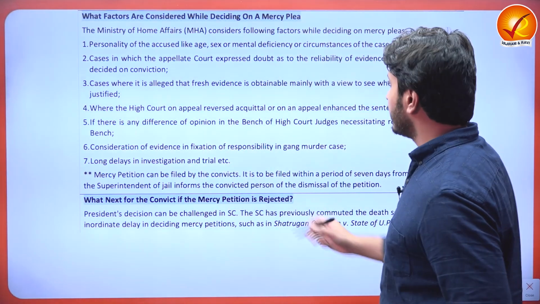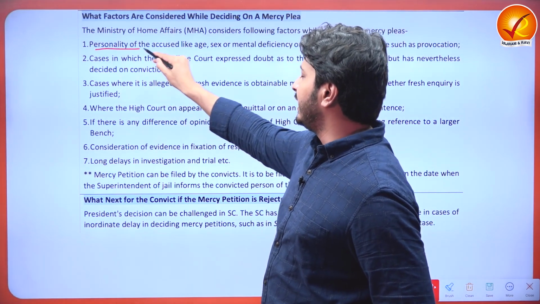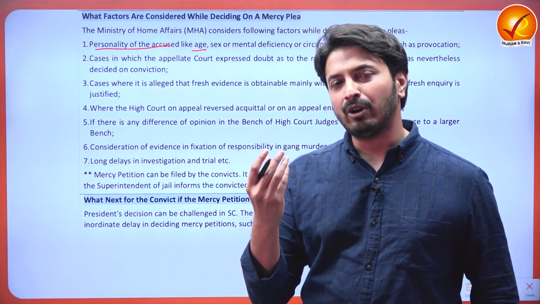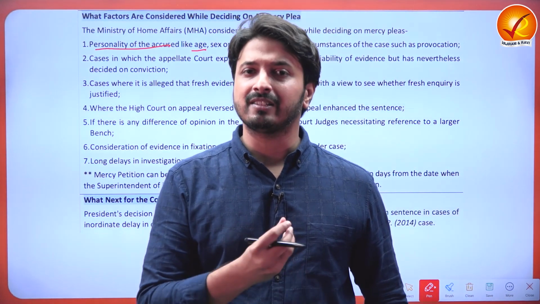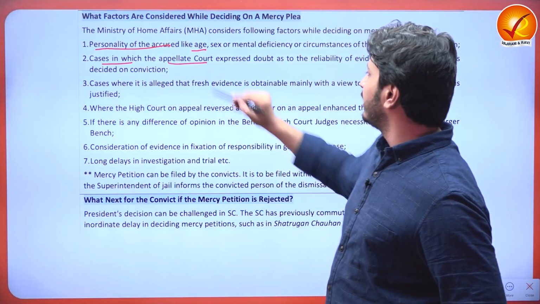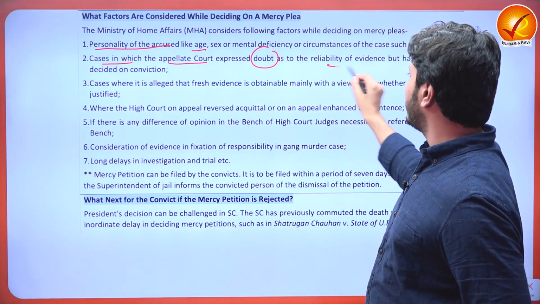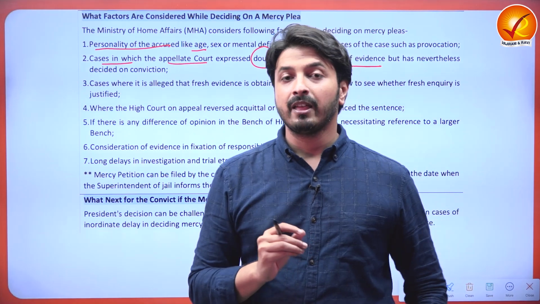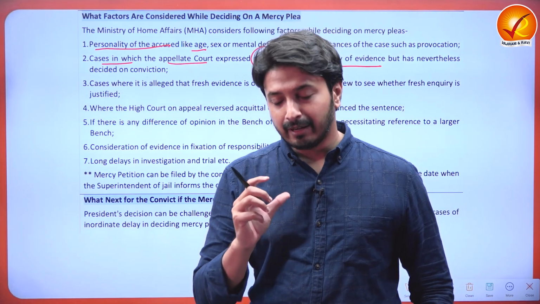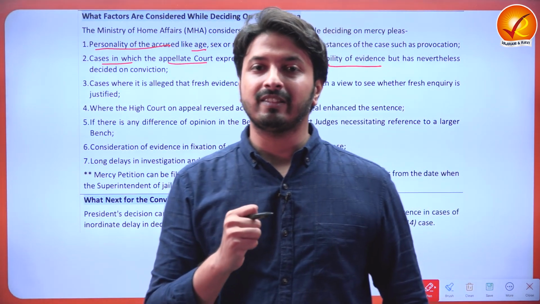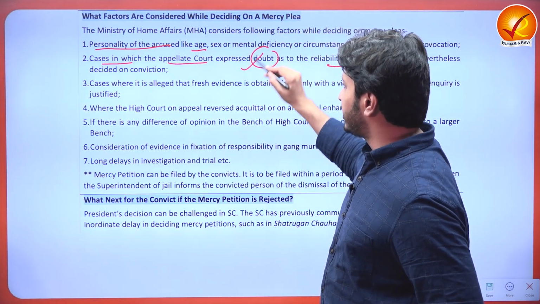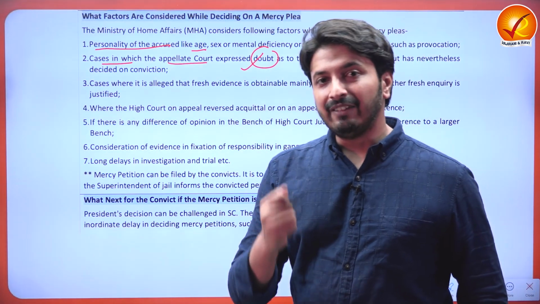What is the first thing? The MHA will take into notice the personality of the accused, like age, sex, their social group, whether they belong to the poor class or to very depressed classes like scheduled caste or scheduled tribes, etc. And the cases in which the appellate court expressed doubt as to the reliability of the evidences. As we already noticed while discussing the arguments for and against the death penalty, it might be possible that the credibility of the evidences is not very sure and not established. So in certain cases, the MHA always provides for the plea for the mercy petitions.